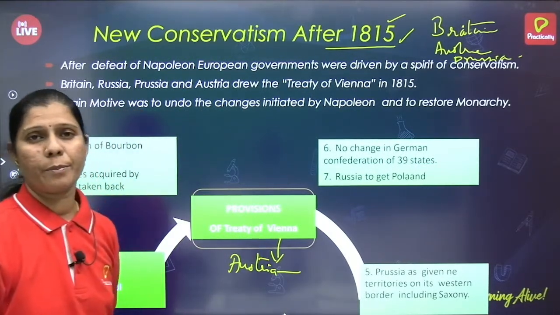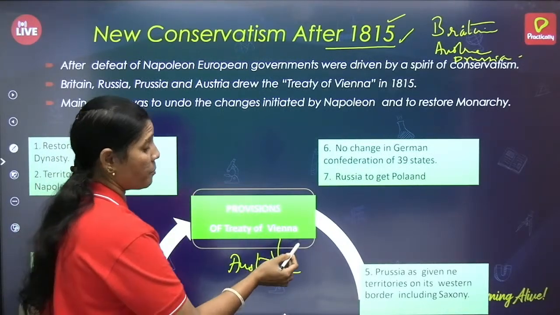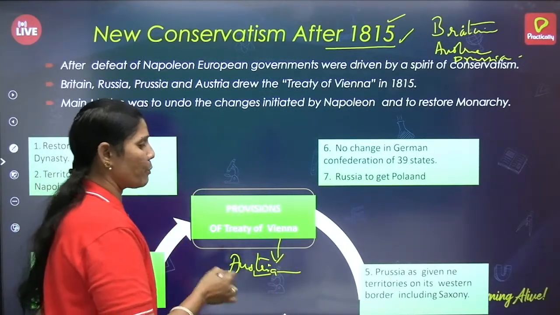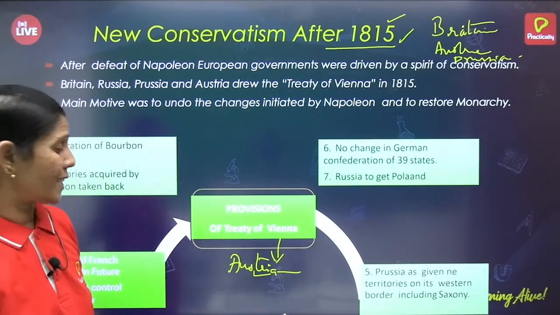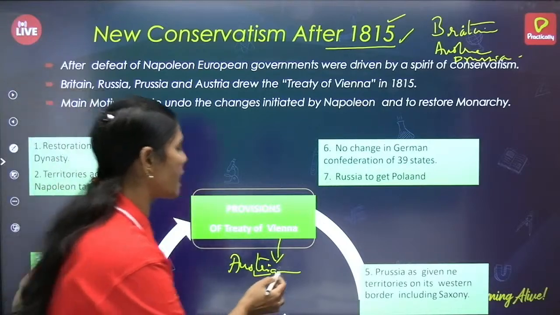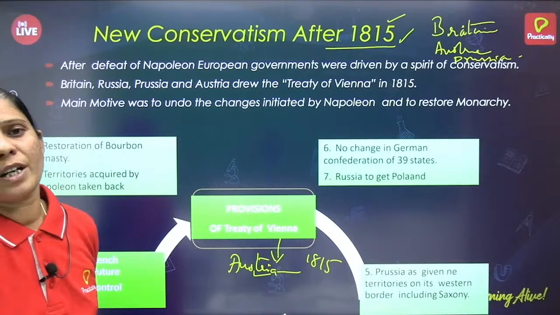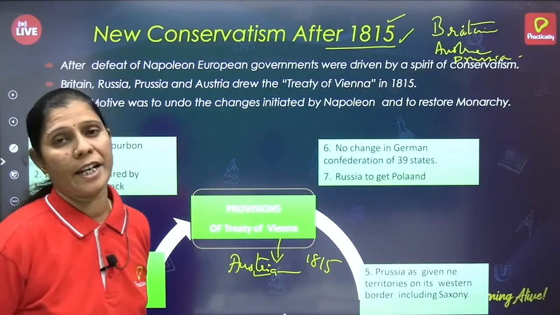Okay, Austria and Hungary in those days. Now we can say that the Austrian capital is Vienna. So the treaty, the agreement which was done at Vienna, the city, is called the Treaty of Vienna in 1815. Point to be noted, children: when did the Treaty of Vienna take place? It is 1815.